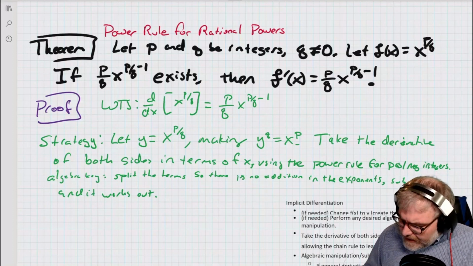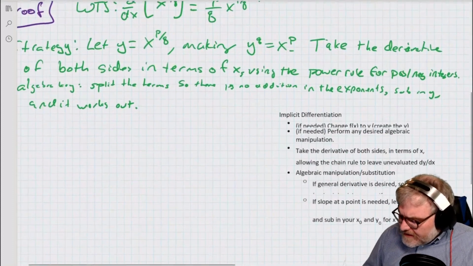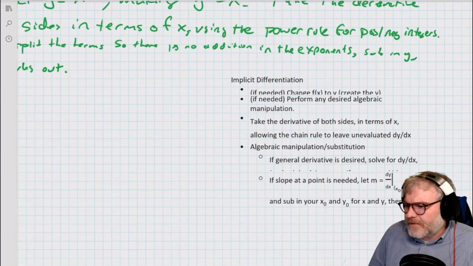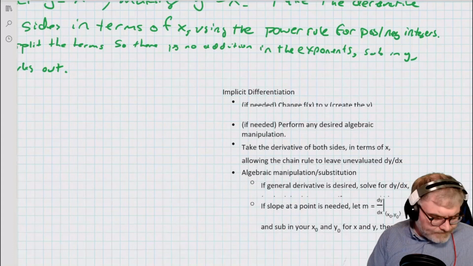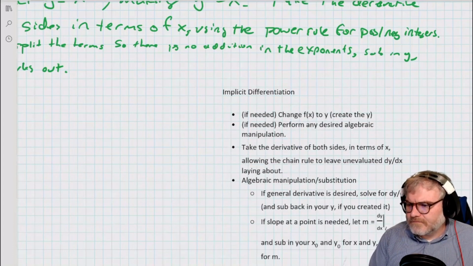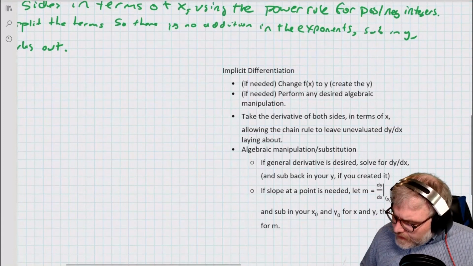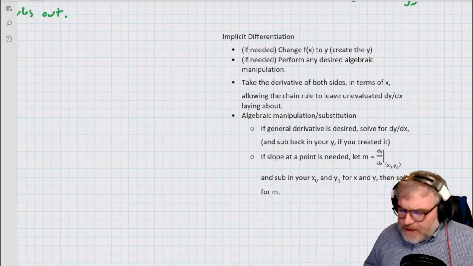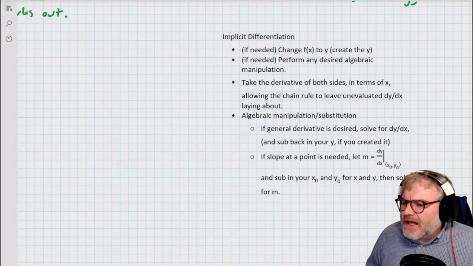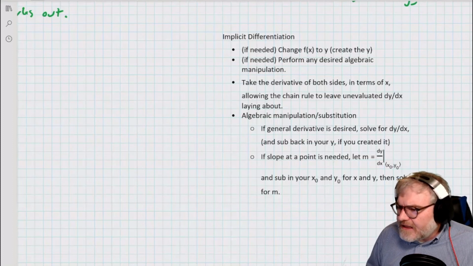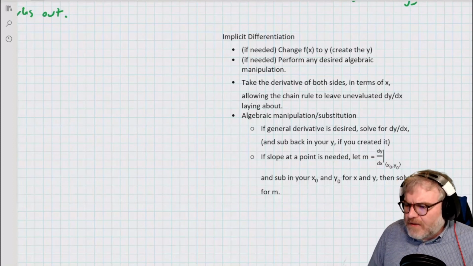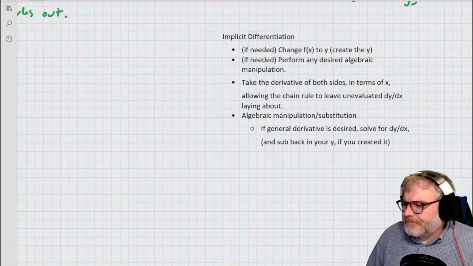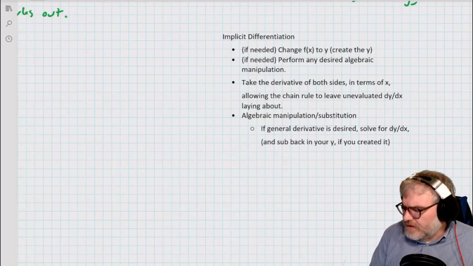So my strategy, I'm basically going to go down the list. This was from before. What I'm going to do is change f of x to y. I'm going to do a little algebraic manipulation. I'm going to take the derivative of both sides, leaving the unevaluated dy over dx. Then I'm going to solve for dy over dx, because what I'm after is the general derivative. And I'm going to sub back in my y. Right? This is the thing I desire. So we're just going to get rid of the other one.